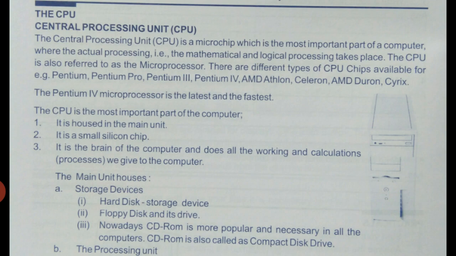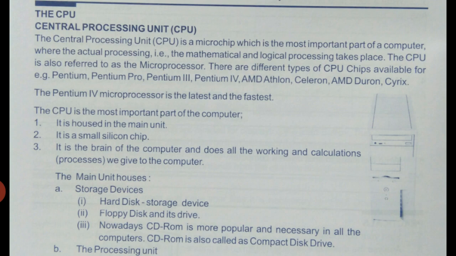Now, we have already seen the full form of CPU, that is Central Processing Unit, because it contains the microprocessor which processes all the data. There are different types of CPU chips available, for example Pentium, Pentium Pro, Pentium 3rd, Pentium 4th, AMD Athlon, Celeron, AMD Duron, Cyrix, etc. So these are the CPU chips. Next, the Pentium 4 microprocessor is the latest and fastest. See, Pentium 4 is the latest and fastest microprocessor according to the workbook.